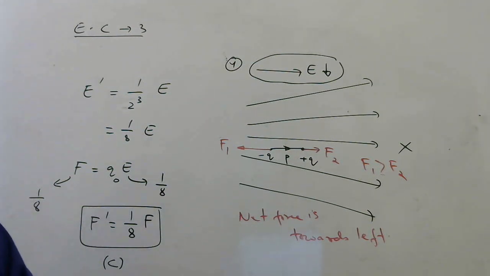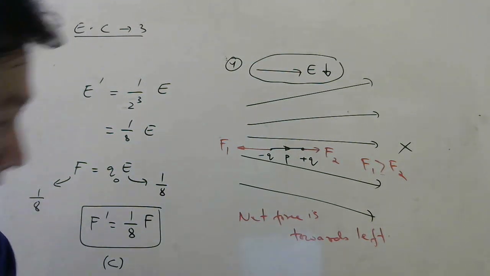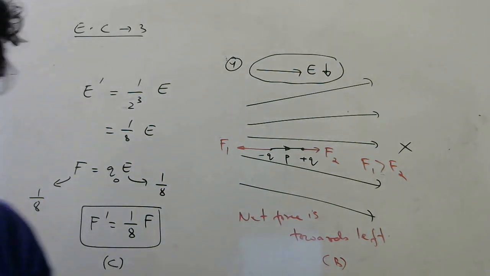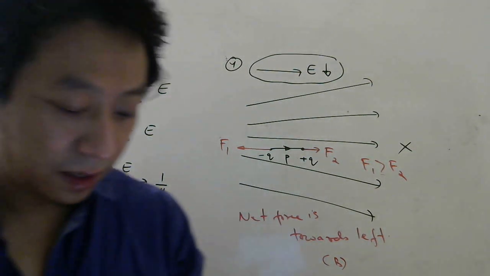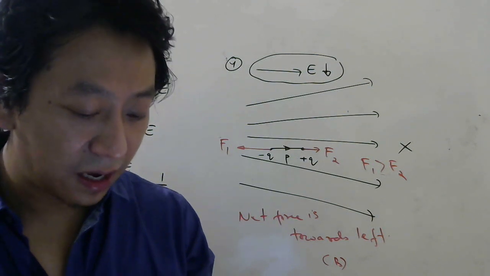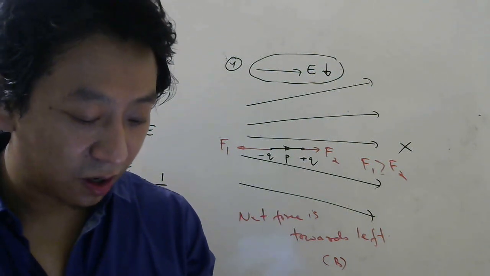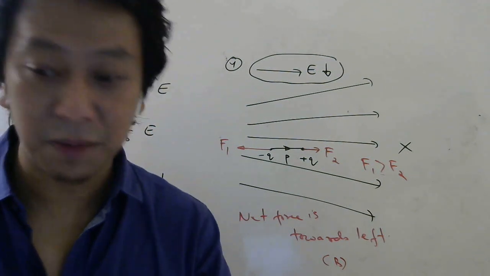So which is the right option? Option B, towards left. Okay. Now let us see question number 5. For what angle between dipole moment and electric field will the dipole experience a torque half of the maximum torque?